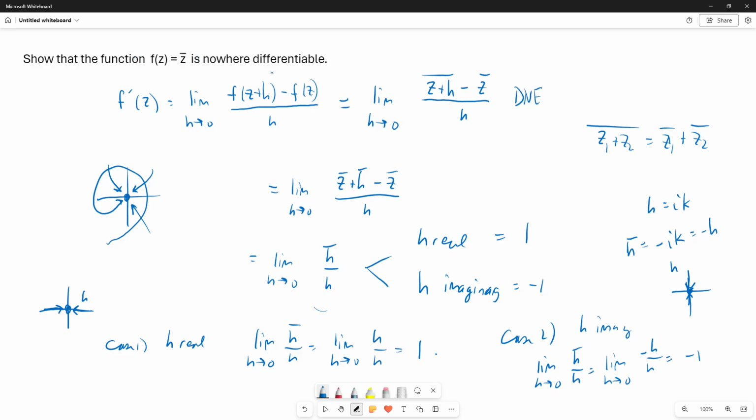And so therefore, there's no derivative for the function, and the function is not differentiable. And it didn't matter what z we chose. This is true for any complex number z. As we can see right in the beginning, the z actually cancels out, and we're just left with the limit of h bar over h. Okay.